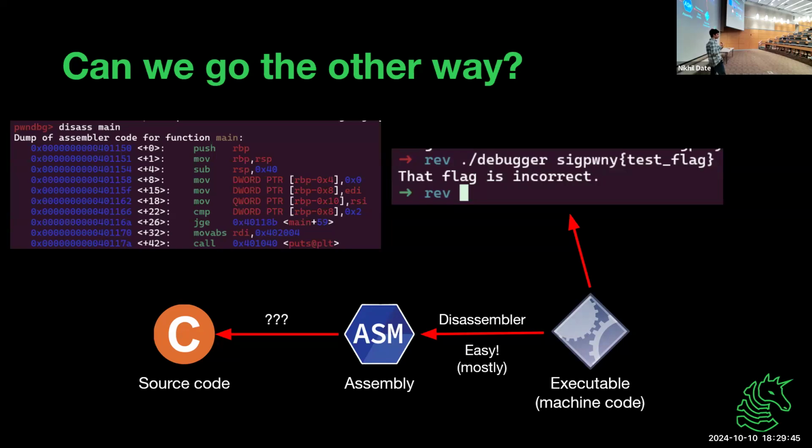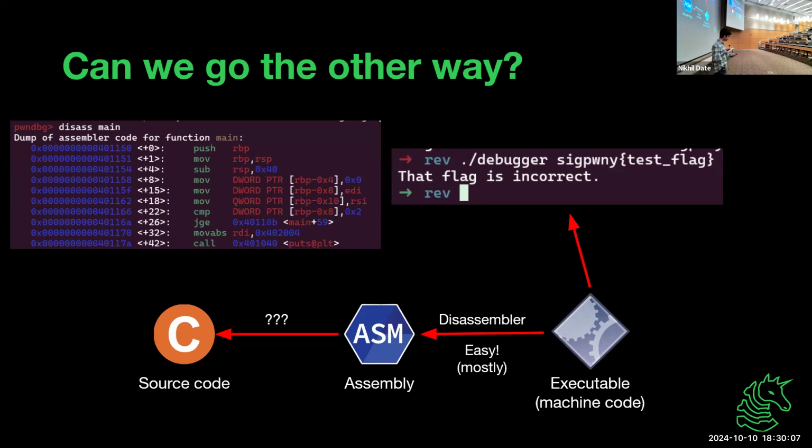Does anybody have any ideas? How would we go from this assembly to human readable C programs? Yeah. Sorry, would you say that a little bit louder?